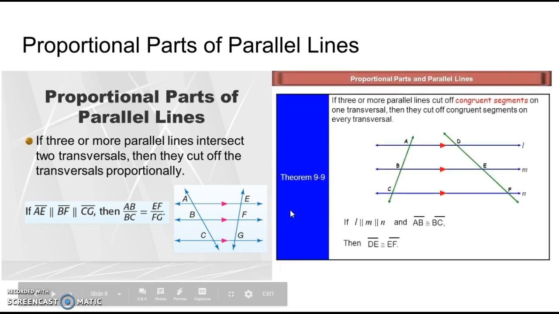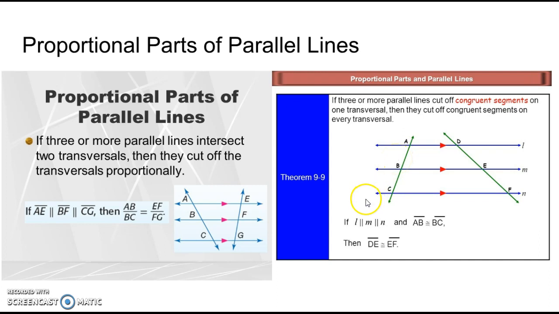Along with that, if 3 or more parallel lines cut off congruent segments, they're in simply a 1-to-1 ratio. So if L is parallel to M, which is parallel to N, and AB is congruent to BC, then DE is congruent to DF. If they cut off congruent segments on one transversal, then they cut off congruent segments on every transversal. Let's do a couple of examples.